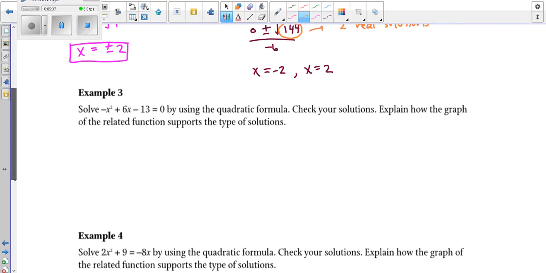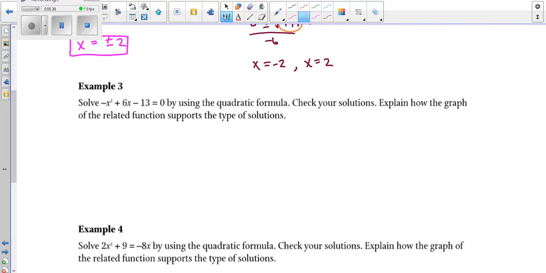Okay, so example 3. Solve this by using the quadratic formula, check your solutions, and explain how the graph of the related function supports that type of solution. So why don't you do this on your own, pause it, and then just make sure that you get the same answer.